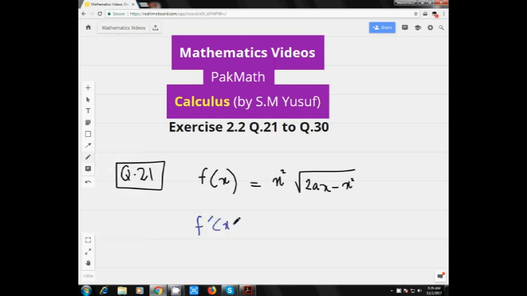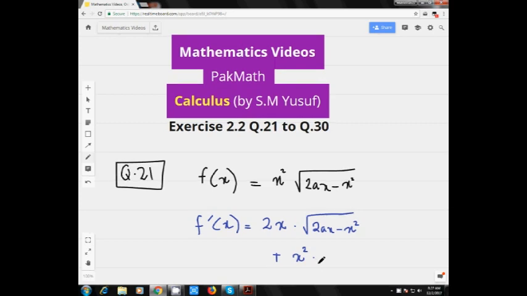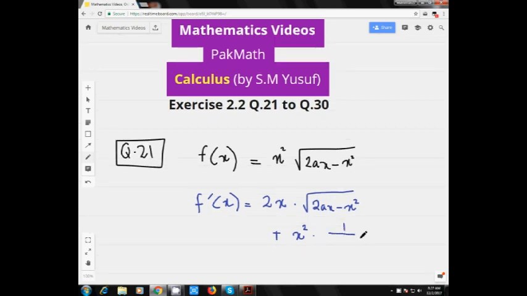We get f prime of x is equal to, we should make use of the product rule of derivatives, and we will get the derivative of the first quantity, that is x square, and its derivative is 2x, times the second quantity, 2ax minus x square, and then plus the first quantity written as itself, and we have to take the derivative of the second function. For that, you have to simply apply the power rule of derivatives.